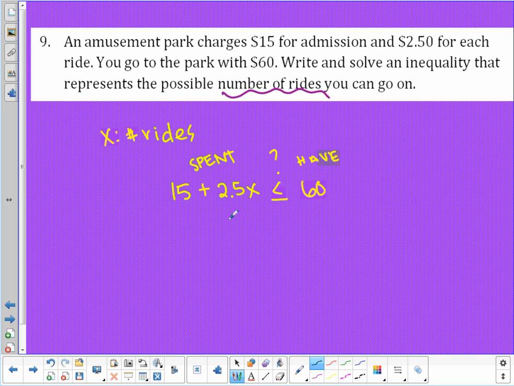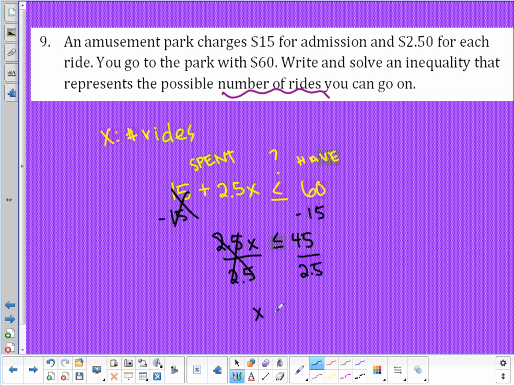And then I need to go ahead and solve it. So I have a constant to get rid of. Get rid of that 15. That goes away. 2.5x is less than or equal to 45. And then a coefficient of 2.5, divide by 2.5. I'm dividing by a positive, so I do not need to flip my sign. So I have x is less than or equal to 45 divided by 2.5 is 18. So I can ride at most 18 rides.